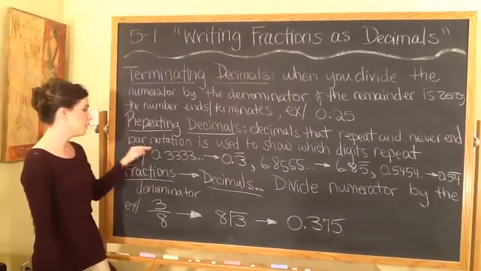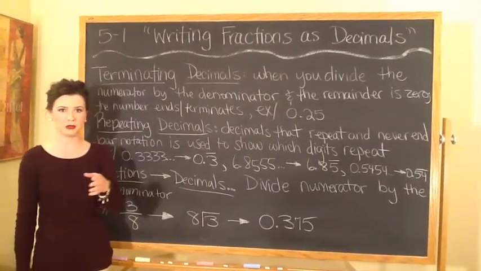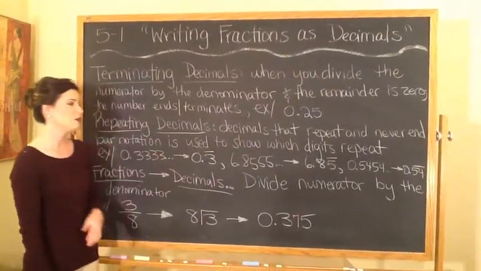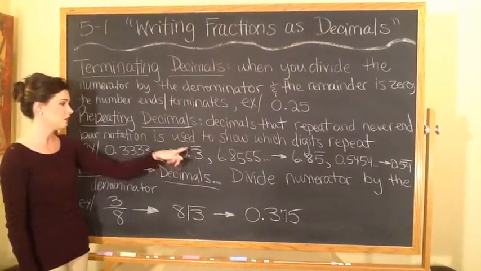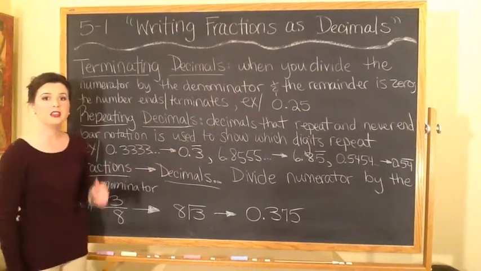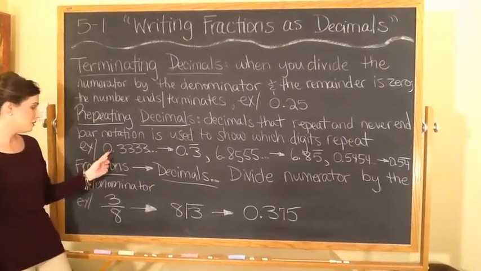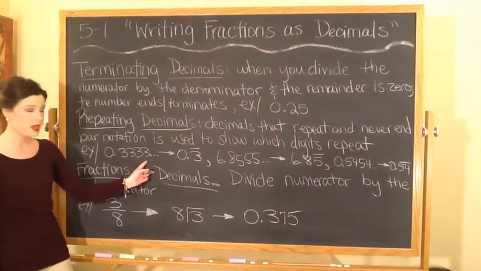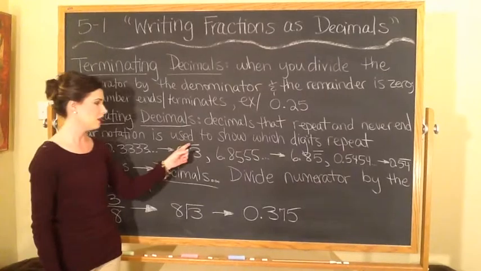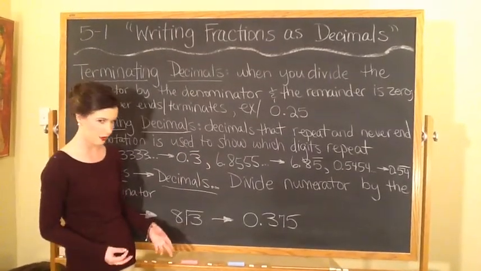We use bar notation to make it shorter. So instead of writing 0.3333333333, we use bar notation to help us out. Bar notation means that you draw a little line above the number or set of numbers that repeat. So in our decimal 0.333, the 3 is repeating, so we'd write 0.3 with a bar above the 3 to show that the 3 goes on forever.